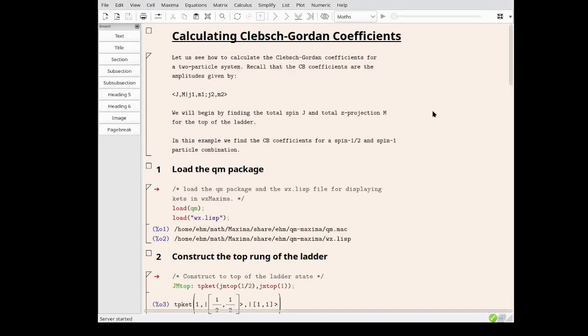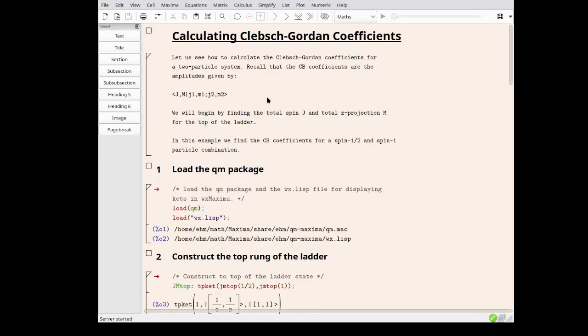Okay, for this tutorial, I want to show how to calculate Clebsch-Gordan coefficients using the QM-Maxima package. Now, what are the Clebsch-Gordan coefficients? If we have two particles in the JM representation, in the state J1M1 and J2M2, then those two particles can be represented in terms of a total JM state, capital J and capital M here.